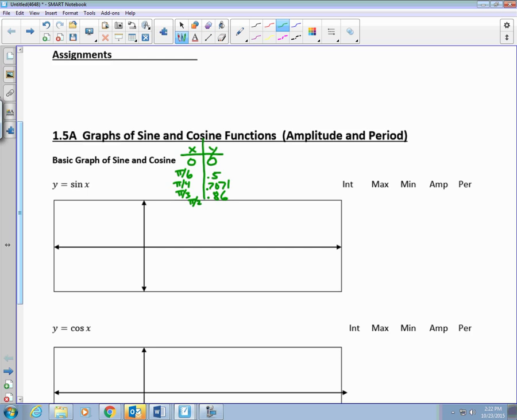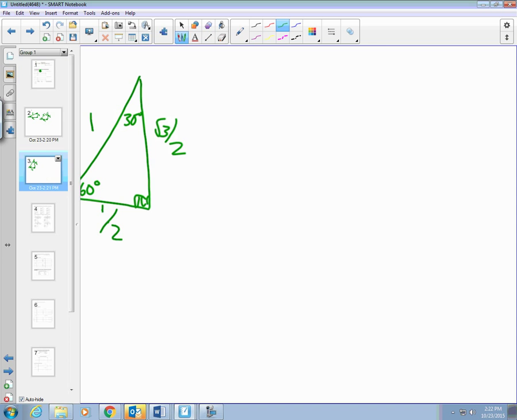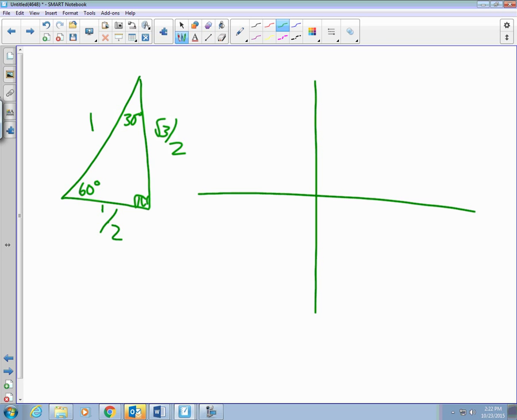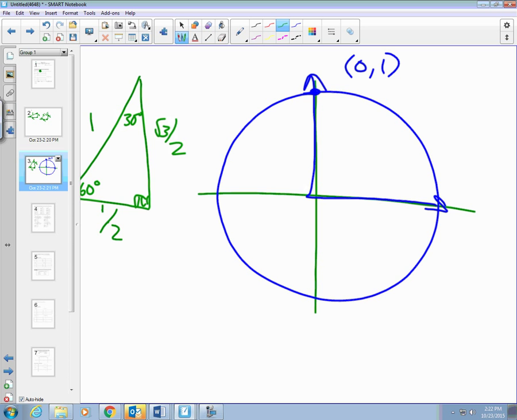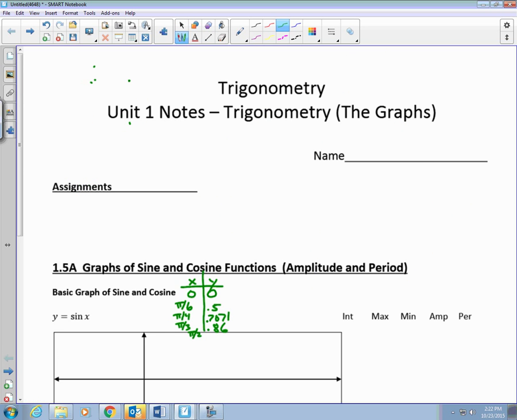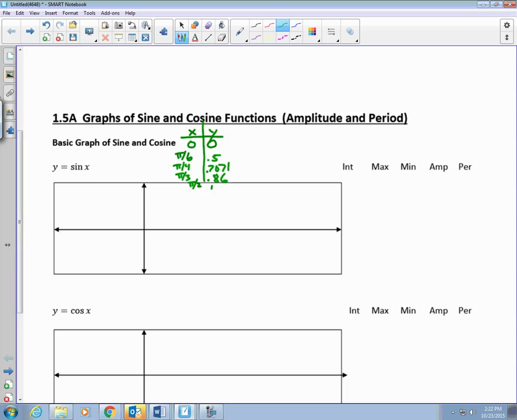And finally, pi over 2. How many degrees is pi over 2? 90 degrees. So if I make a 90-degree angle, what is the xy coordinate there? What's the x value? What's the y value? And which value is sine? It's the y value, so it's 1. All right, you guys did the heavy lifting. The rest of this should be pretty straightforward now that you have those values.